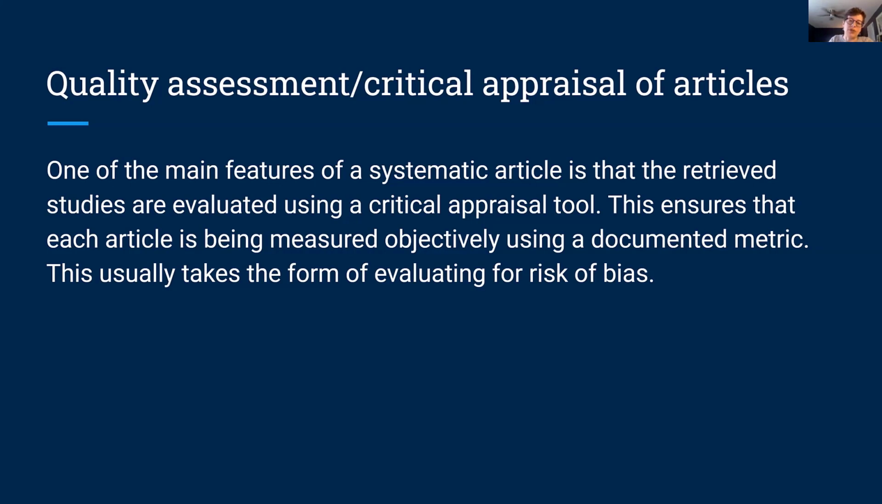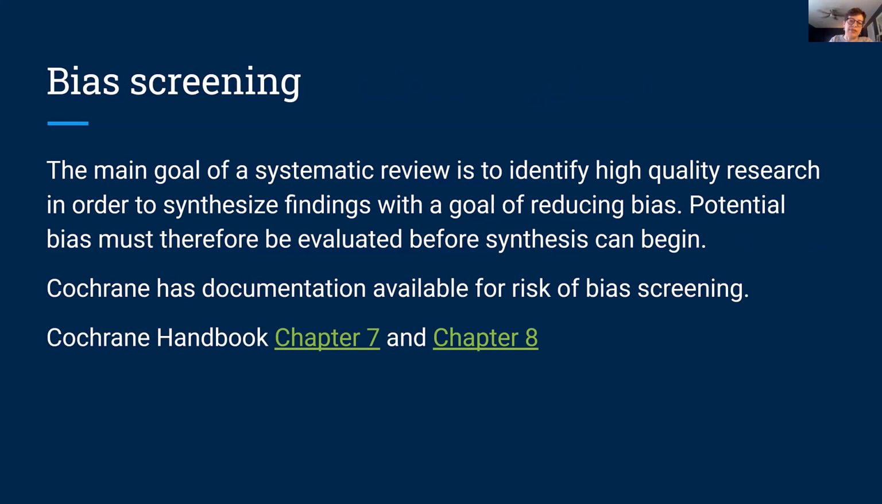So generally, these quality assessments or critical appraisals will look at that risk of bias. Because again, the main goal of a systematic review is to identify high quality research in order to synthesize the findings with the goal towards reducing bias. So you look at the articles that you found to see what kind of biases they may have, like if they didn't disclose a funder, or if they're not including all of the information. There are a lot of different checklists and information on how to go about doing bias screening, and the Cochrane Handbook has 2 chapters, which I linked to in here, that will walk you through bias screening and how that works.